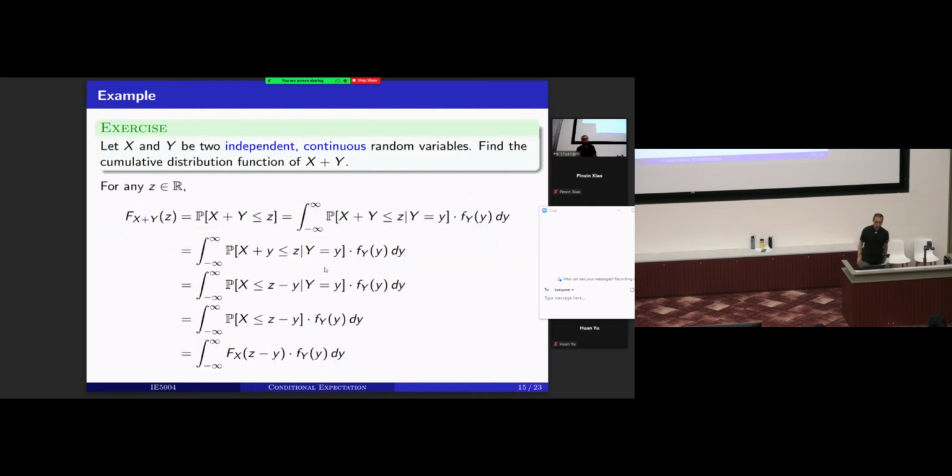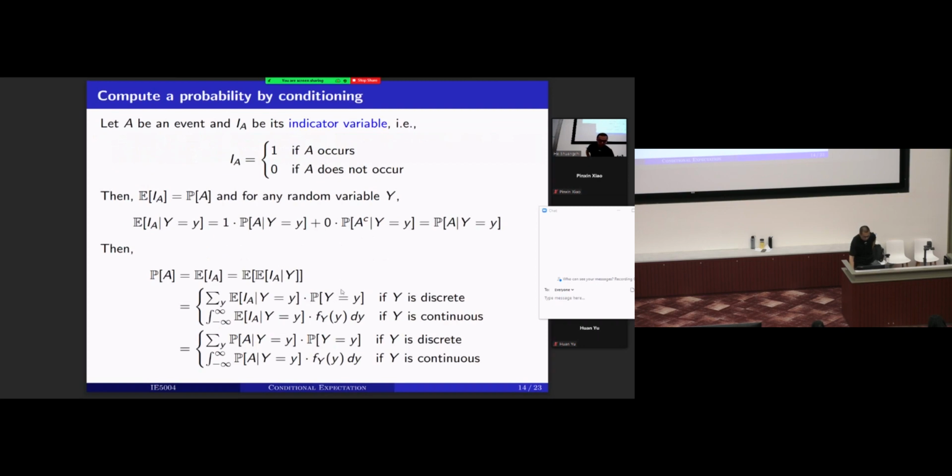So first, maybe we use F sub X plus Y for the CDF of the sum, right? And by definition, this F of the sum at z, for any real number z, should be the probability that the sum takes a value less than or equal to z, right? So then, how to calculate this? This one is the probability of an event, right? As I said, it can be thought of as the expectation of an indicator random variable about this event, right?